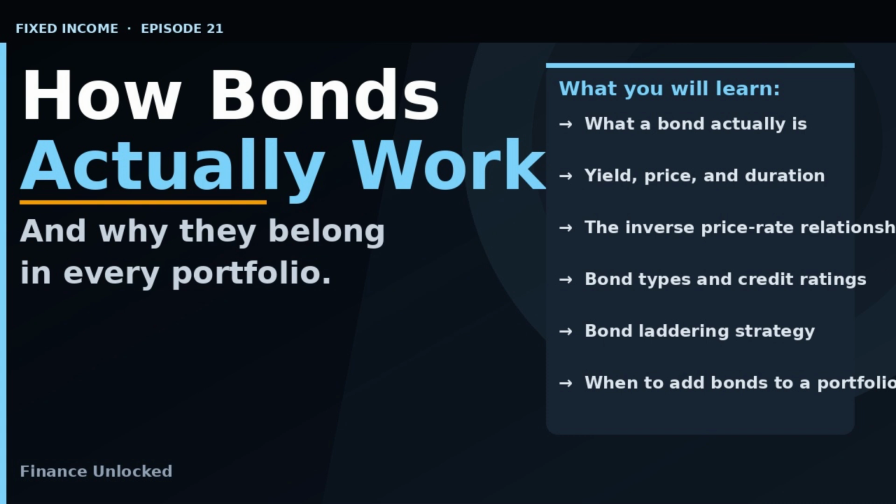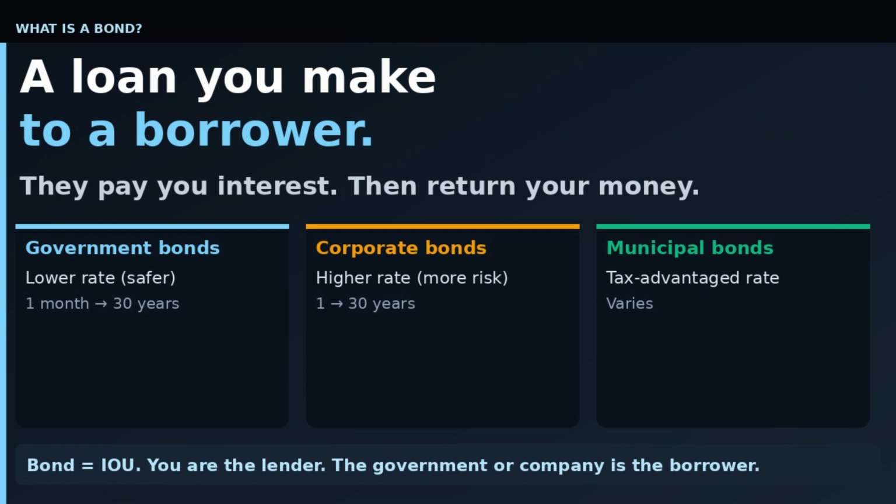And when equity markets crash, bonds frequently rally. That is not a coincidence. Today we are going to understand exactly how bonds work, from the very basics to the strategies that sophisticated investors use every day. A bond is a loan you make to a borrower: a government, a corporation, or a municipality.